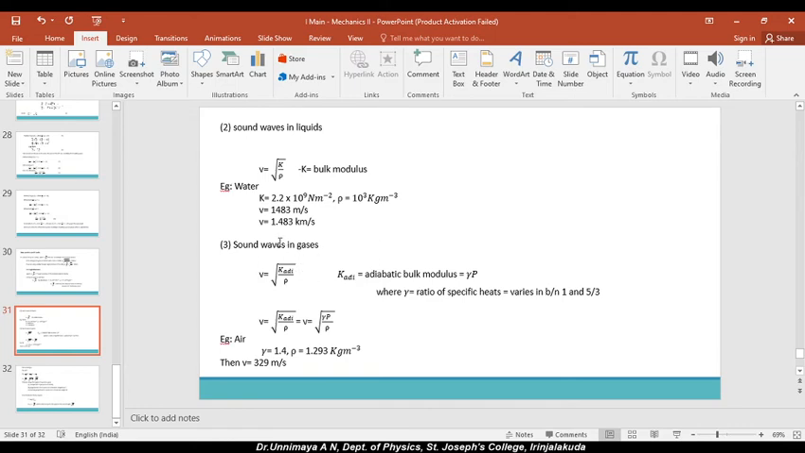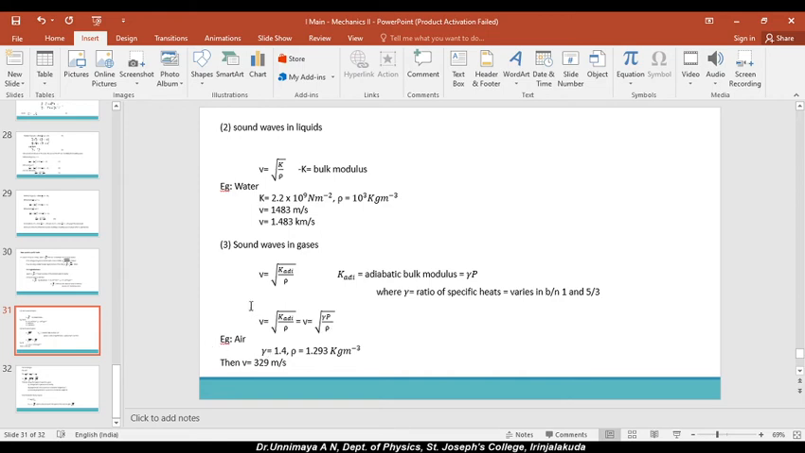For sound waves in gases, the equation for speed is V is equal to root of the adiabatic bulk modulus, that is K adiabatic divided by rho, where K adiabatic is gamma P, where gamma is the ratio of specific heats, that is Cp by Cv, specific heat at constant pressure divided by specific heat at constant volume. So K adiabatic can be represented as gamma times P, and this gamma varies between 1 and 5 by 3. So the equation for velocity is V is equal to root of gamma P by rho.